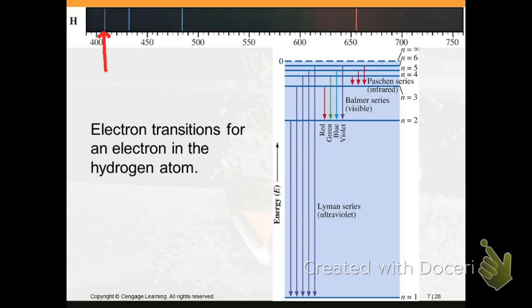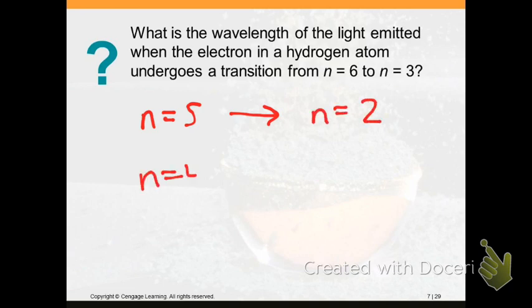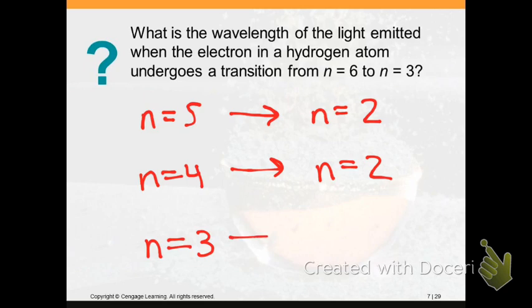So what I would like for you guys to do for homework is to compute these wavelengths for the transition of n equals 5 to n equals 2, n equals 4 to n equals 2, and n equals 3 to n equals 2.